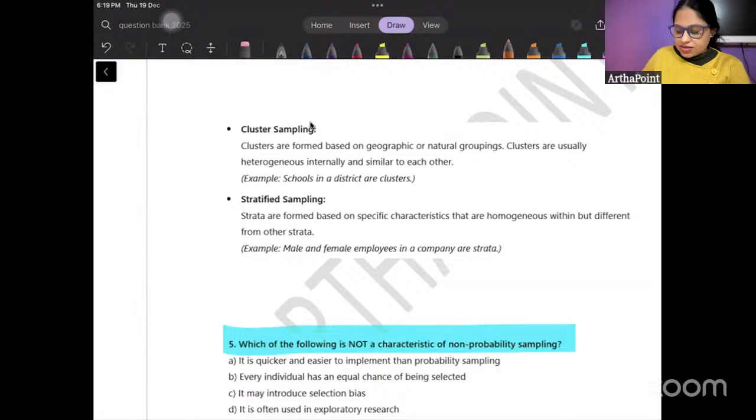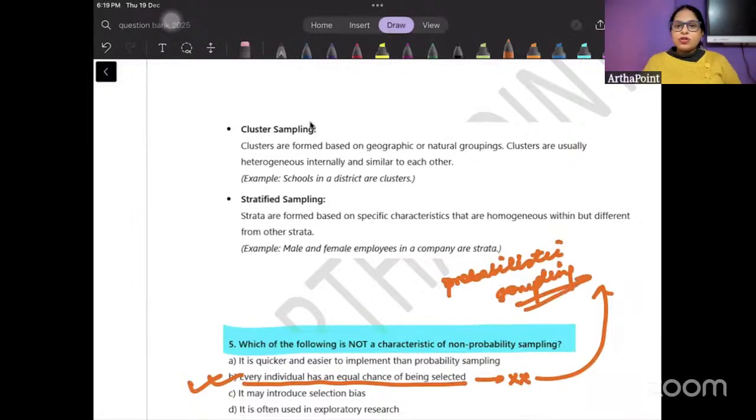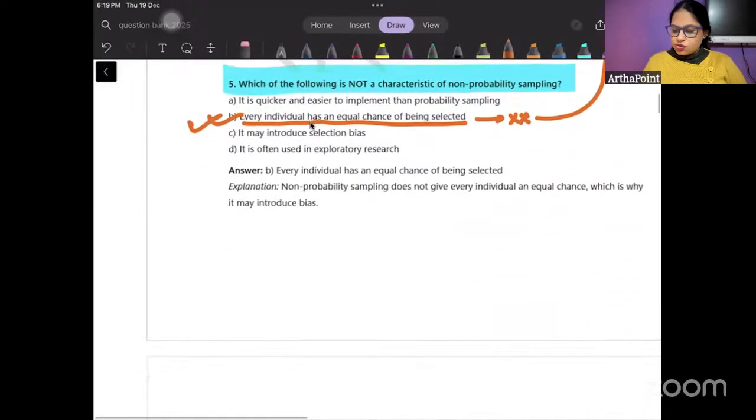B is the right answer. Every individual has equal chance of getting selected. Nahi. This is actually probabilistic sampling. This is probabilistic sampling, not non-probability sampling. ठीक है. Do the next question.